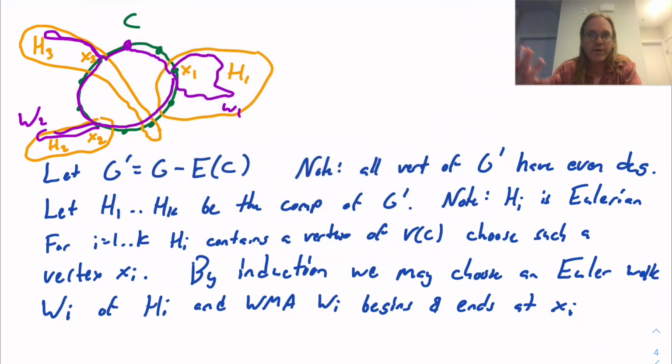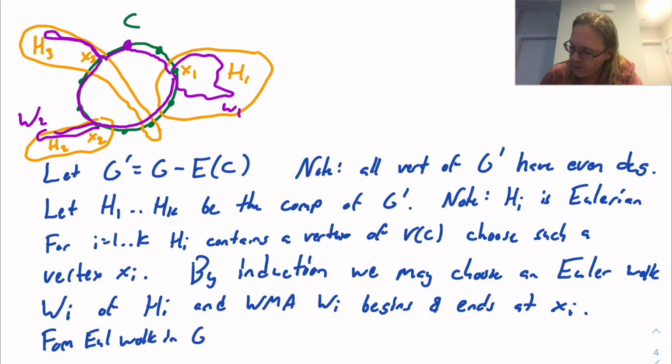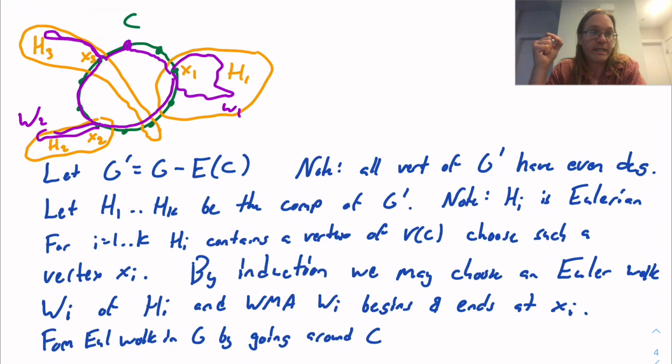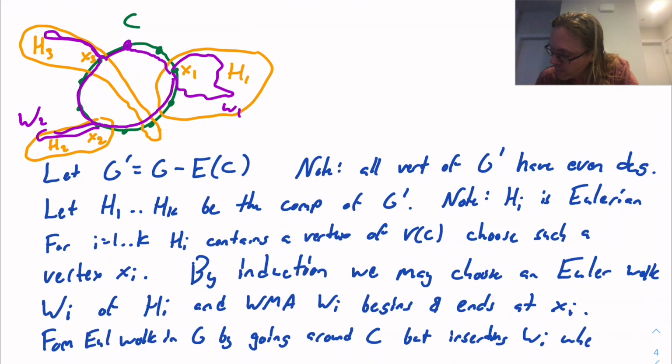This is going to be written better in the notes than I can do it here, but I'll try and say it quickly. Form an Euler walk in G by going around C, but inserting Wi when we touch the vertex Xi, pausing to traverse Wi each time that you step on the vertex Xi. Okay, so I'm sorry, I don't have more space, and this isn't a better medium, but this is written very clearly in the notes.